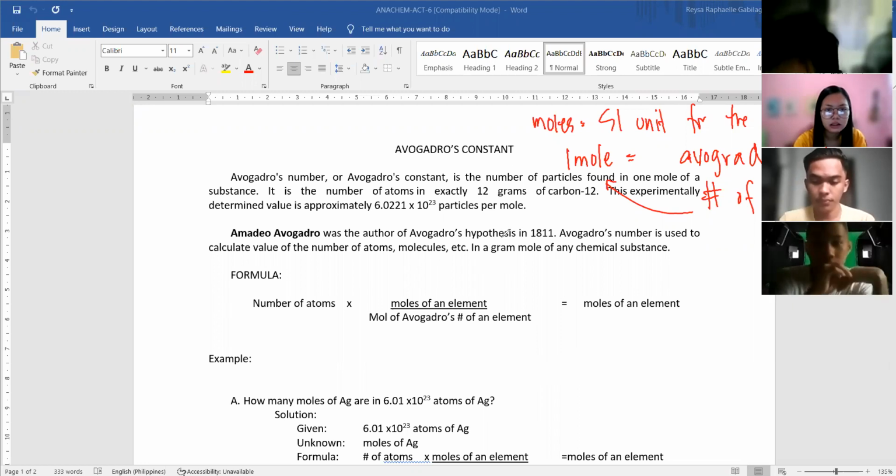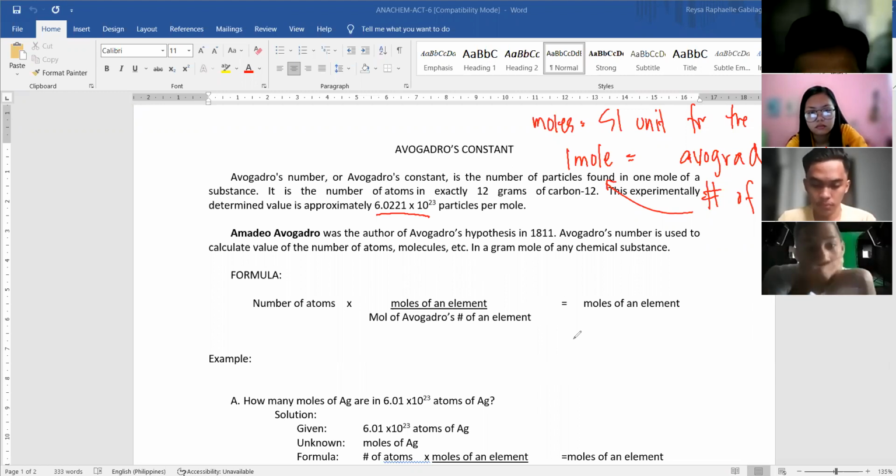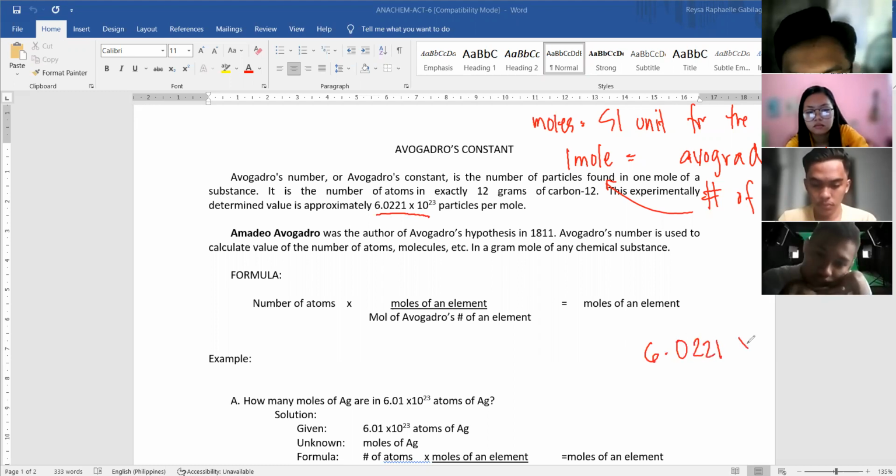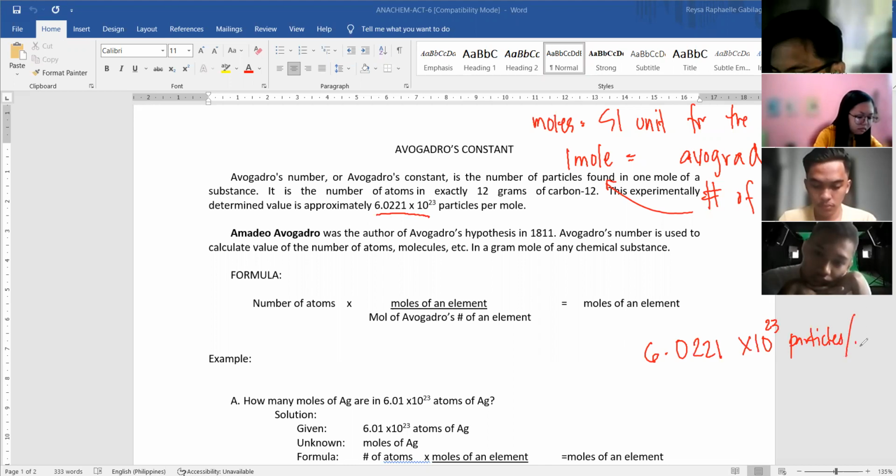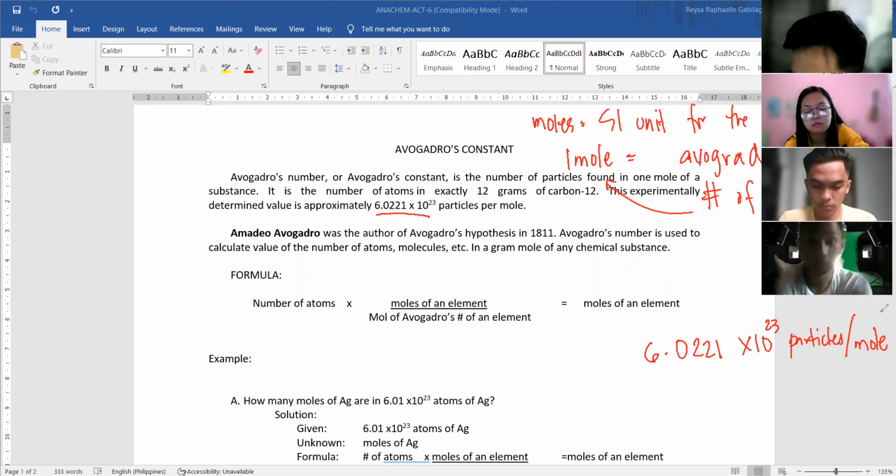Sige. Again, our Avogadro's number is constant, and that is 6.0221 times 10 raised to the power of 23. So again, sa Avogadro's number, that's 6.0221 times 10 raised to the power of 23. Ito yung number of particles sa isang mole ng substance. So it was hypothesized by Amadeo Avogadro. That is why it is called Avogadro's number.